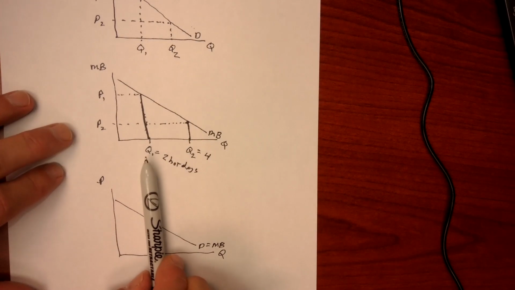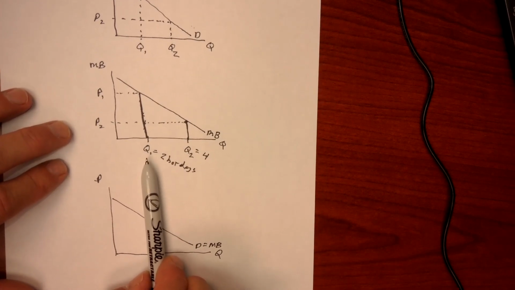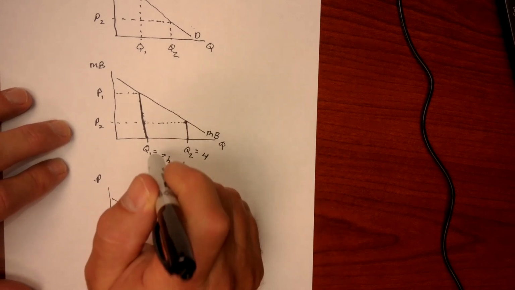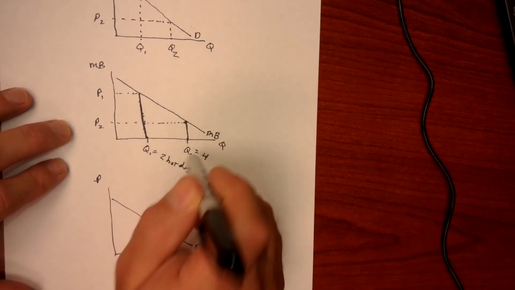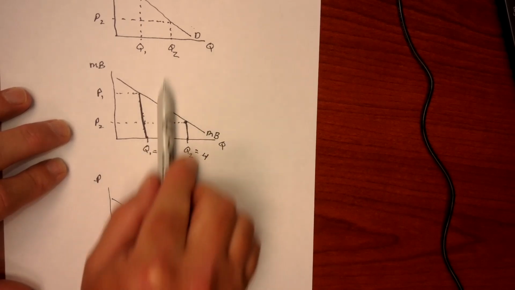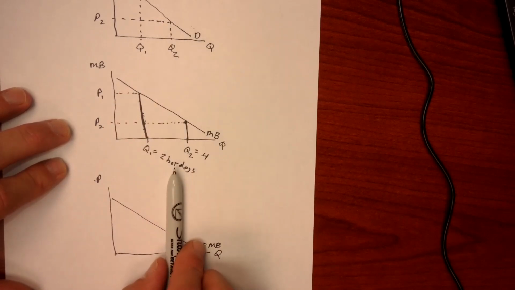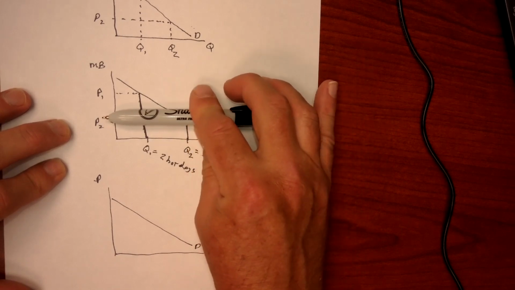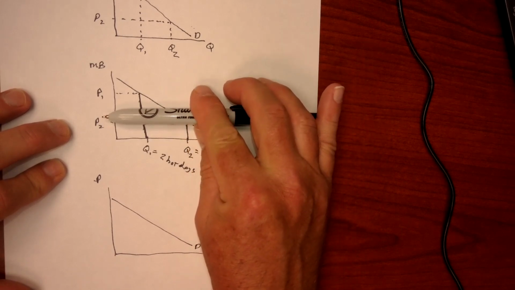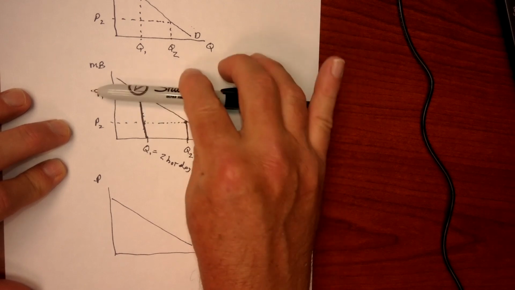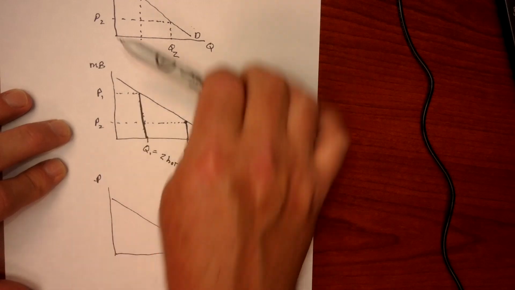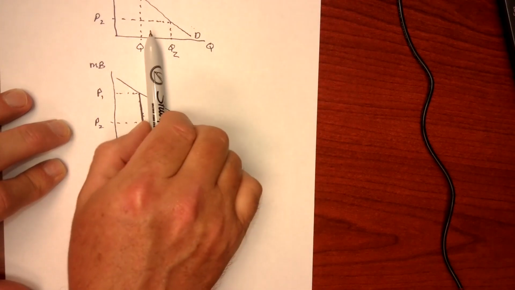In order to determine marginal benefit, we ask ourselves, what will it take for someone to consume that last unit? So we're looking at it from the horizontal axis. As long as they pay no more for that unit than the benefit they get from that unit, they will purchase that unit. So Q determines P. Up here, P determines Q.